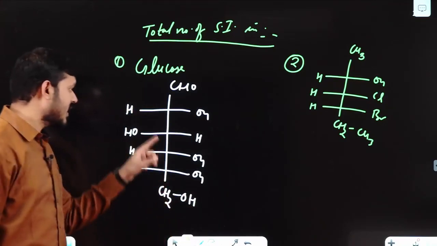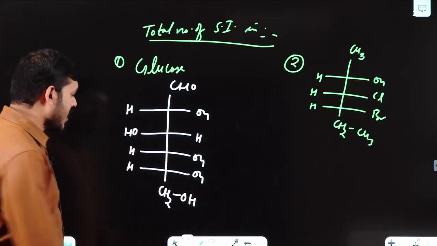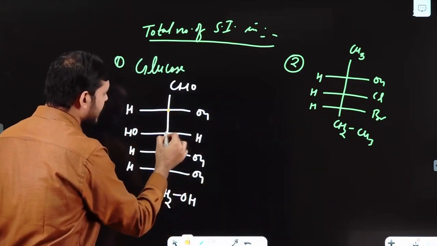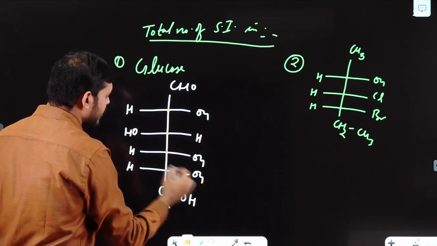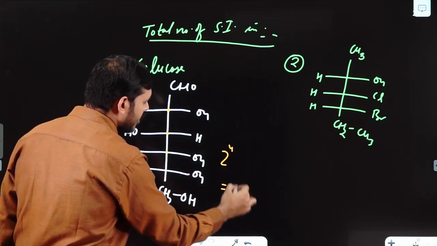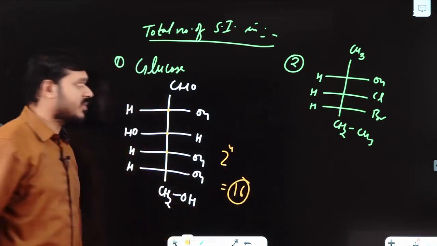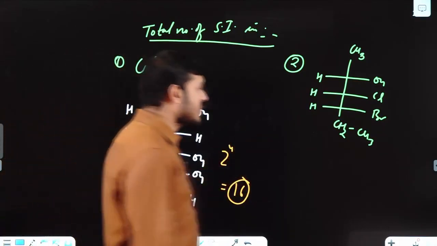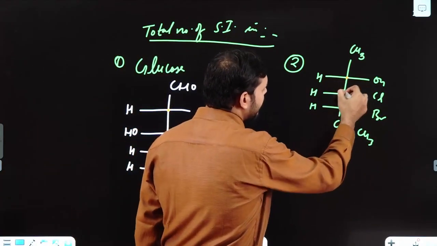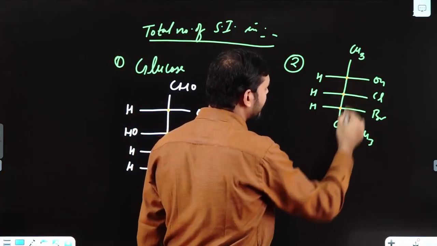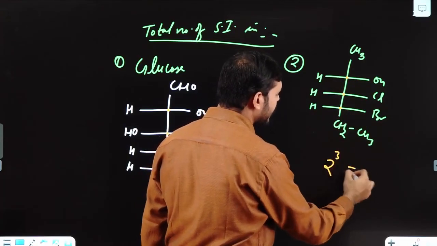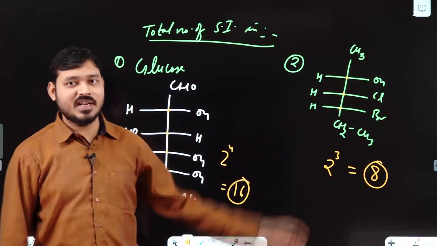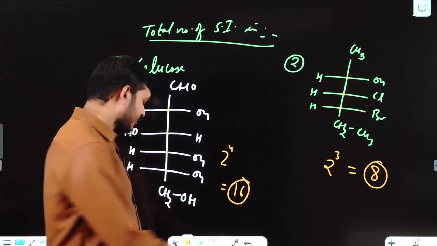Now you can see in this case 1, 2, 3, 4, you have 4 chiral centers, and all 4 chiral centers are unsymmetrical type, right? So simply 2 to the power 4, you get 16. Total number of stereoisomers for glucose will be 16. Now check this one. In this case you simply have 3 chiral centers. So simply 2 to the power 3, you get 8. Total stereoisomers here is 8. Done.